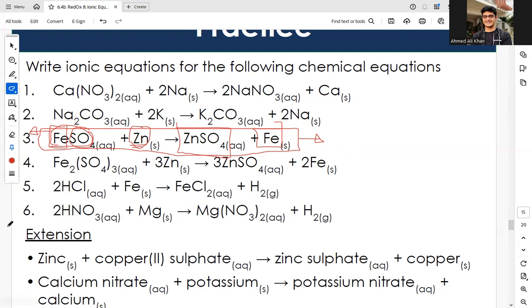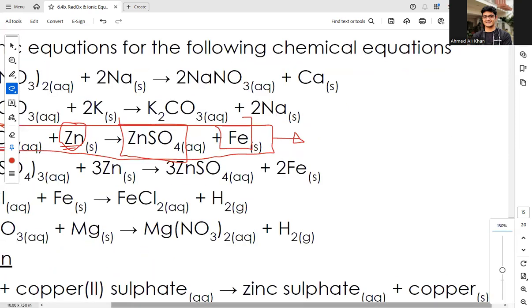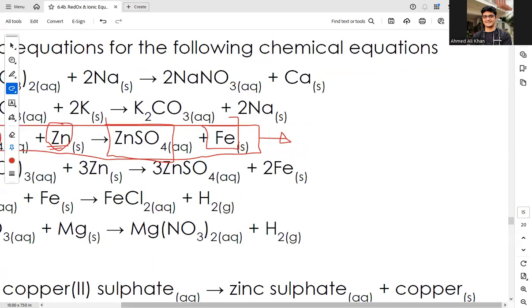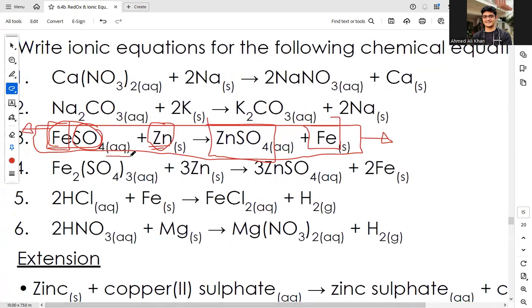Now, if I want to form an ionic equation, what will I do? The first step is to split up these compounds into ions. I need you all to follow me, and I need your undivided attention. I need to split up this chemical reaction into individual ions. So we have iron sulfate reacting with zinc. We need to make sure that we also take care of the state symbols, the states of these ions.